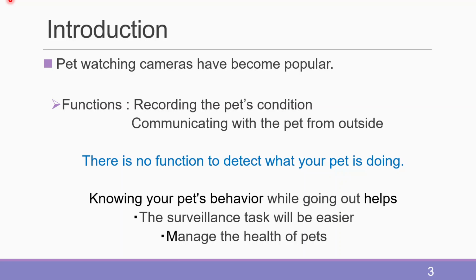However, if we cannot keep up with the camera from outside, we need to check the recorded video to see what the pet is doing. If we can know the behavior of pets while going out without checking the video, the surveillance task will be easier. Moreover, knowing the balance between energy consumption by exercise and eating by a meal will help to manage the health of pets.